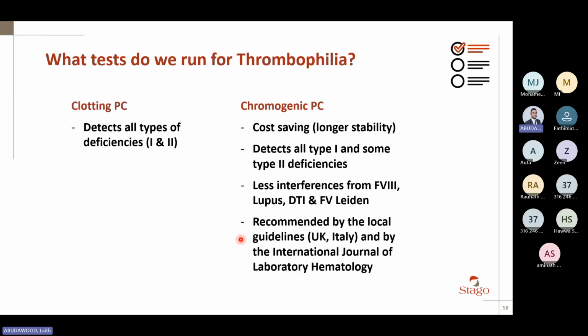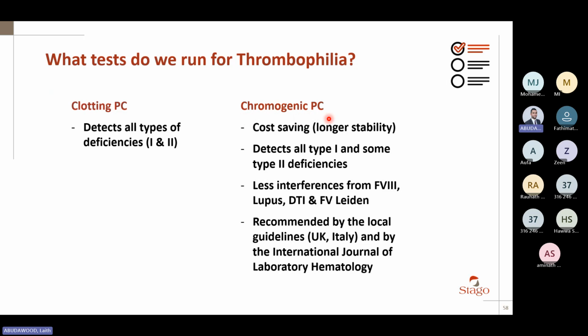Now, for protein C, we have two assays, okay? For protein S activity, we have only one assay, which is only clotting. We don't have a chromogenic assay from Stago for protein S. For protein C, we have one called STA-STACLOT protein C, which is a clotting protein C. We have one called STA-STACHROM protein C, which is a chromogenic protein C, okay? It's based on photometry. Which one is better?